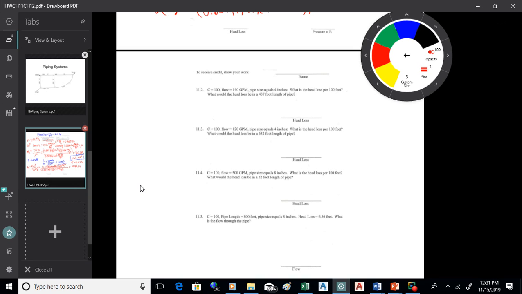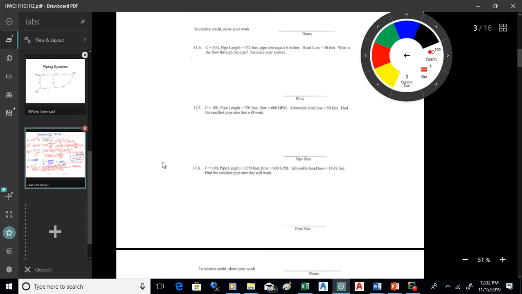Those you just do using the chart and factor it up for the length of your pipe. Now we do have some that have C not equal to 100, and that's something we might have to deal with. We also have some of these other types of problems that can come up. So why don't we look at those? That's 1, 6, and 7. Let's just get a feeling for how to work through these ones.